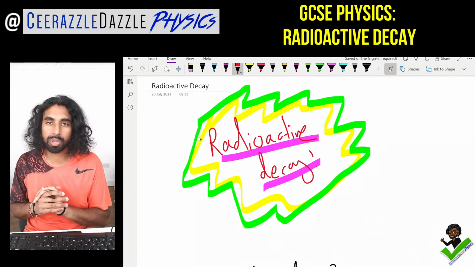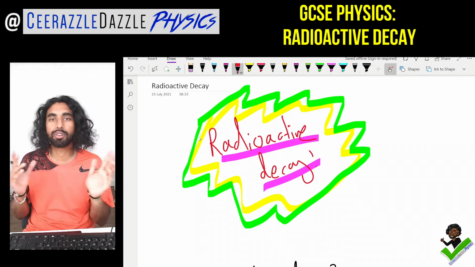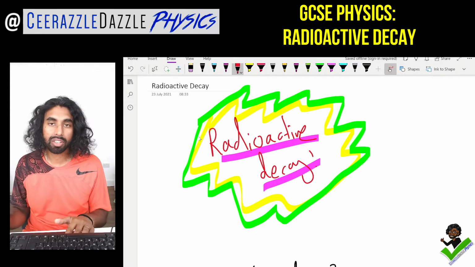In today's session, we're going to be talking about radioactive decay, guys. So put down today's title in GCSE Physics: radioactive decay. Right, so let's get straight into it.